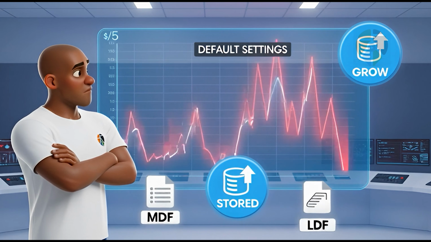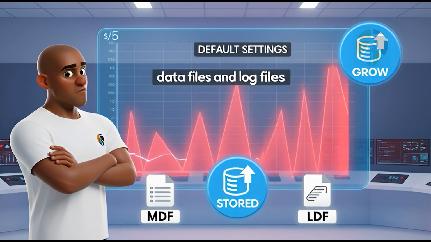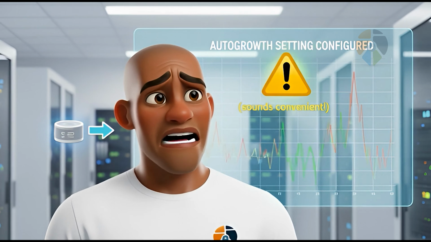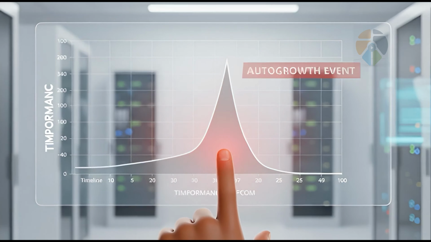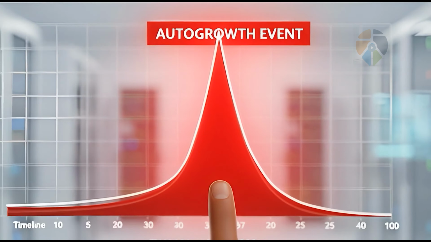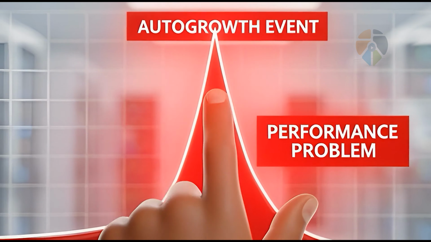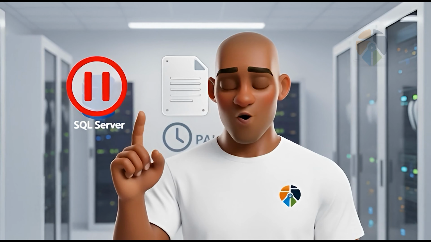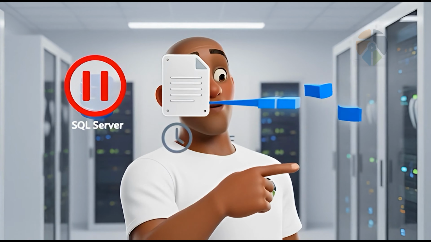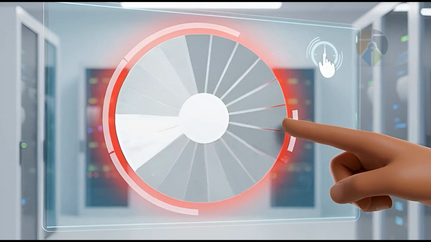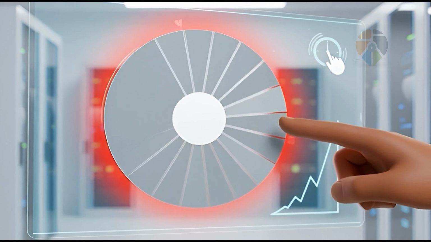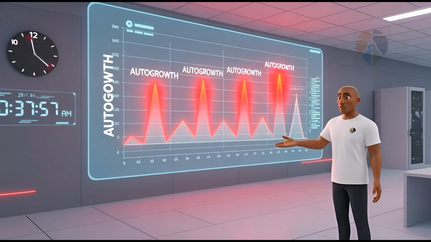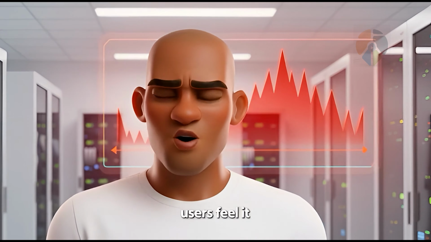By default, SQL Server data files and log files are configured to grow automatically when they run out of space. This sounds convenient, but poorly configured autogrowth is one of the most common performance problems DBAs encounter. Here's why. When a file needs to grow, SQL Server has to pause and allocate new space on disk. This causes a brief but noticeable performance spike. If it happens frequently, say every few minutes on a busy database, those pauses add up and users feel it.